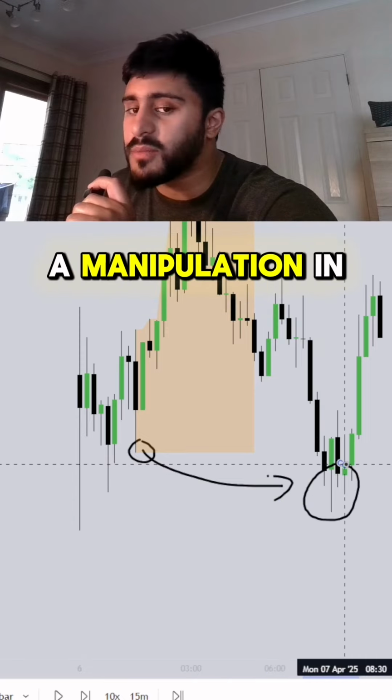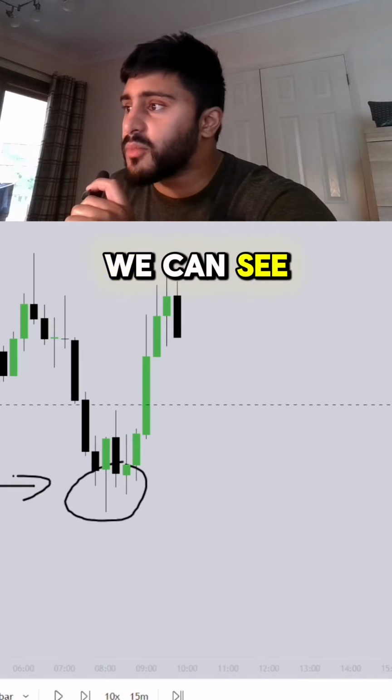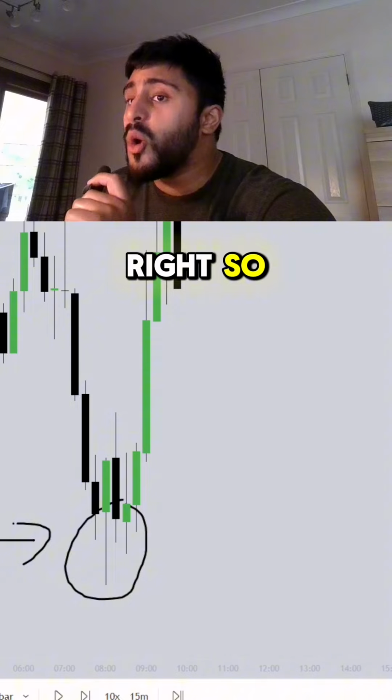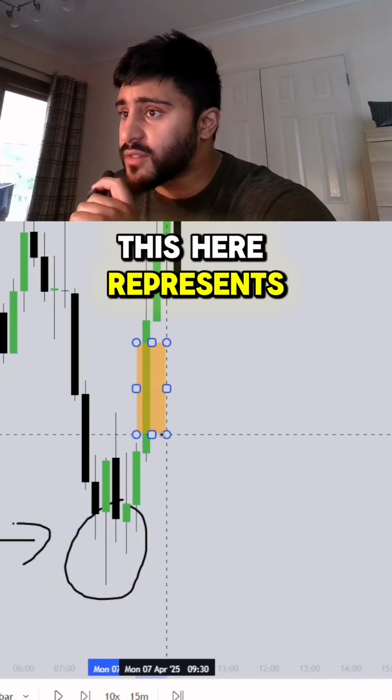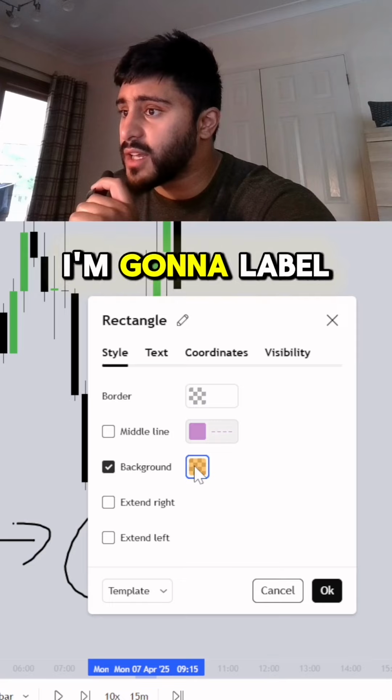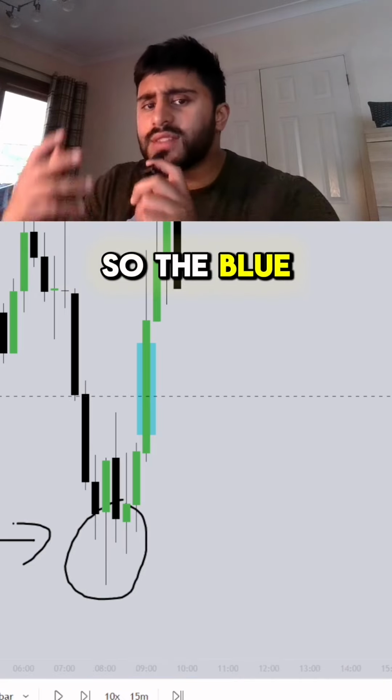This here represents a manipulation in price. Now from here, we can see price has left a 15-minute fair value gap, right? So what is the difference between a fair value gap and a point of interest? Pay attention. This here represents the fair value gap. This is the fair value gap I'm going to label in blue, right? So the blue is the fair value gap.